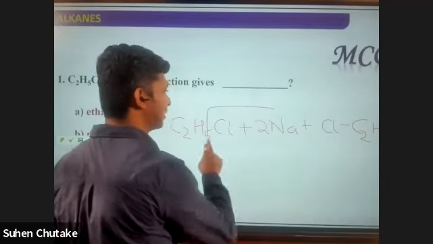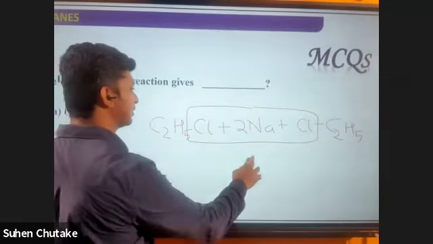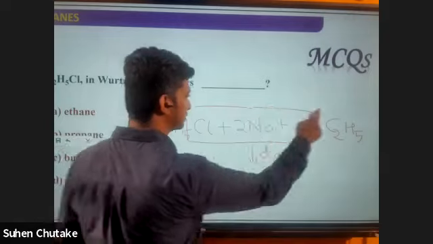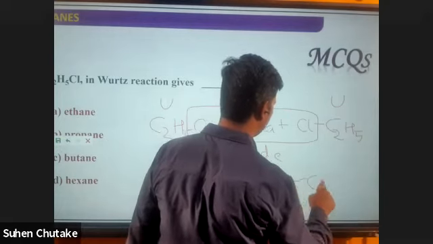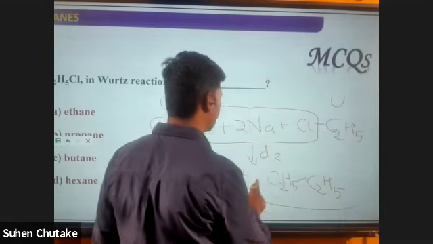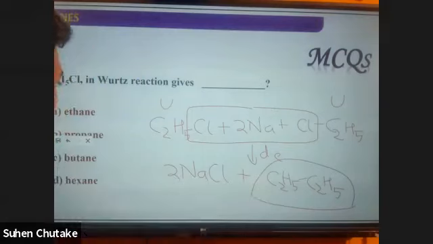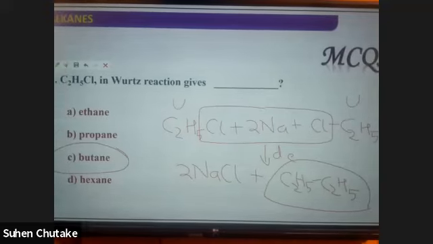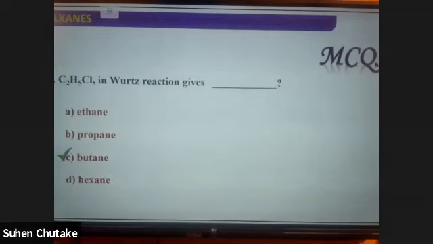C2H5Cl and C2H5Cl. Then 2Na and 2Cl will combine to form 2NaCl. And then you remember that this was U, this was U and U connected to form a W. So C2H5 along with C2H5 becomes a total of 4 carbons, or you can write CH3, CH2, CH2, CH3 also. It's going to become butane. So the answer should be butane. Are you getting this?